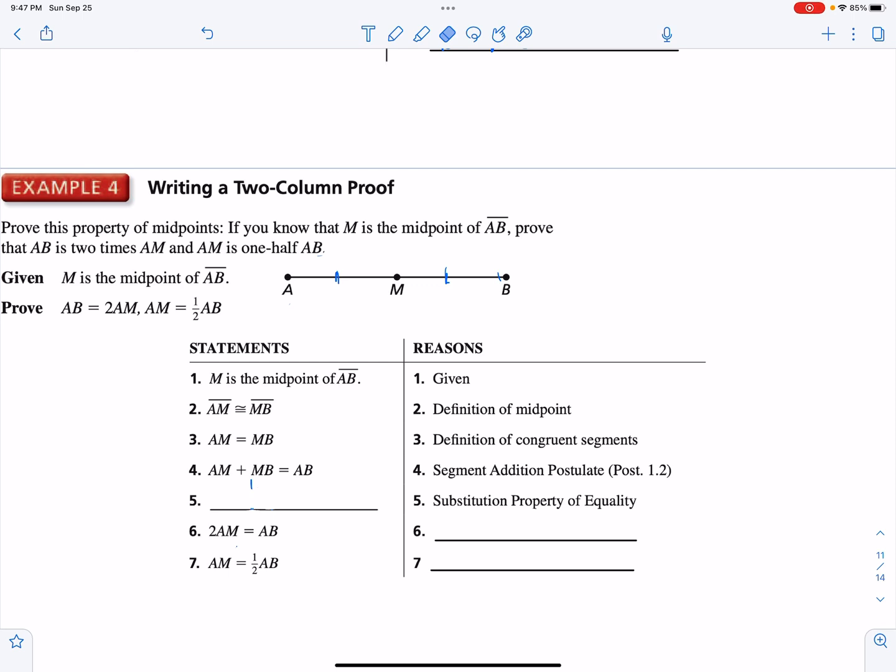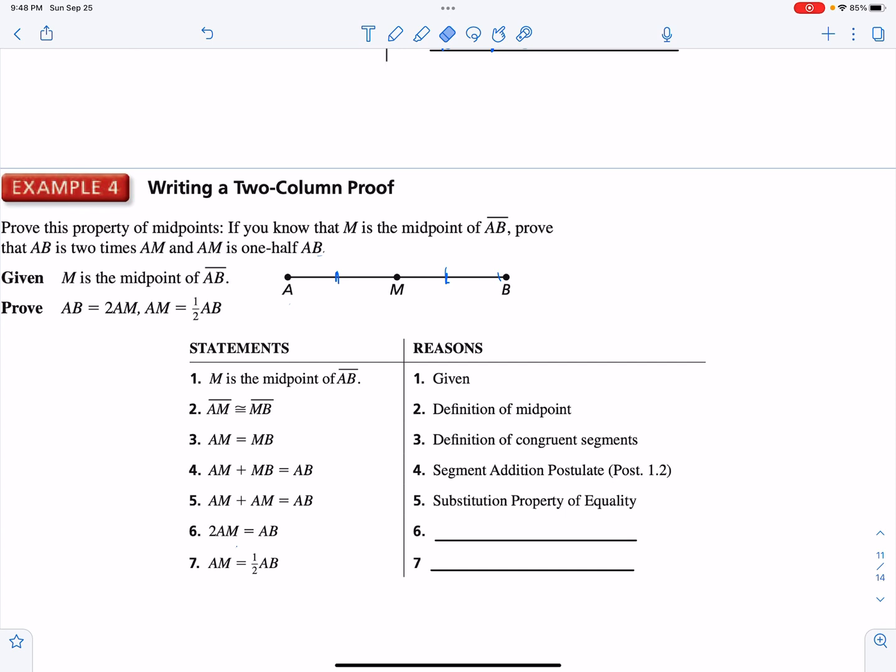Now up above, we just said AM is equal to MB. Now there could have been two ways of doing this. Just the way that the proof went, we want to keep AB as part of our problem. Okay, AM, not MB. So instead of writing MB in this next line, they're going to substitute another AM. So now we're going to say AM plus AM is equal to AB. And we can combine our like terms.